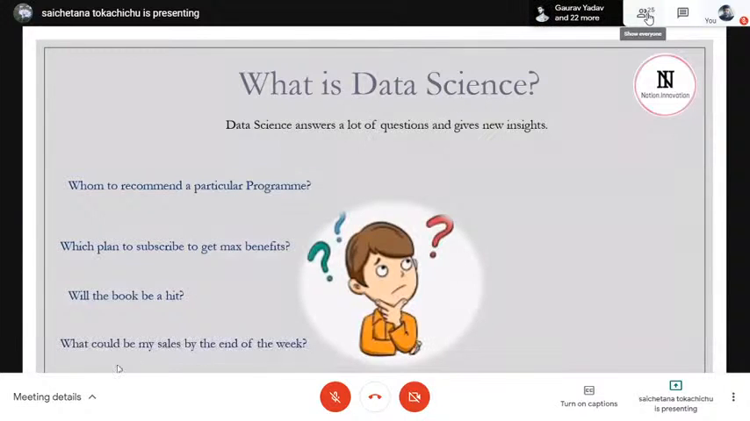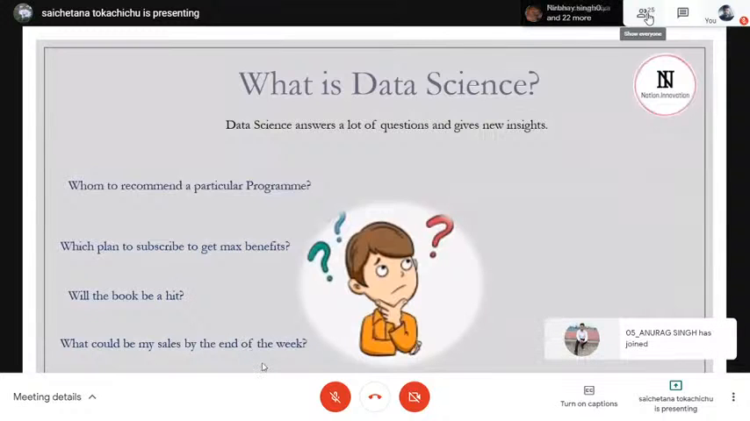And then what could be my sales by the end of the week? So you are running a shop and suppose you have to pay up your loans, your bills. If, let's say, in your bank account you have 70,000 and you have to pay around 80,000, or around 50 to 60,000 for your loan amount. After giving that, you have to run the whole month.